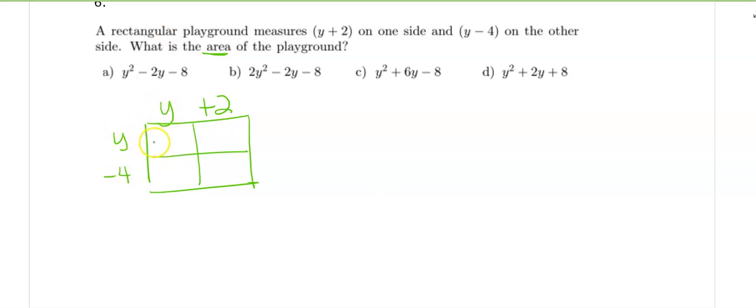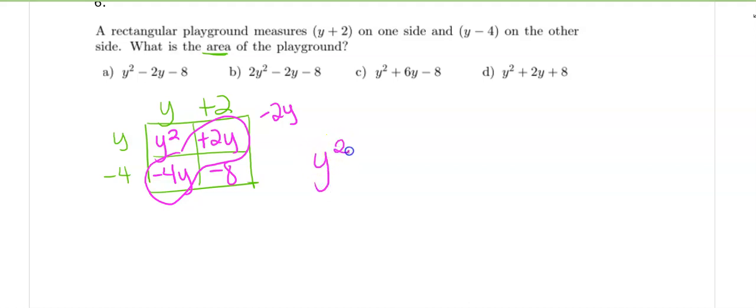Y times y is y squared. 2 times y is 2y. Y times negative 4 is negative 4y. And 2 times negative 4 is negative 8. Put those together. 2y minus 4y is negative 2y. So my answer would be y squared minus 2y minus 8. Letter A.